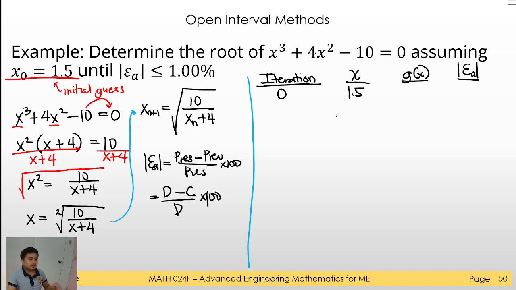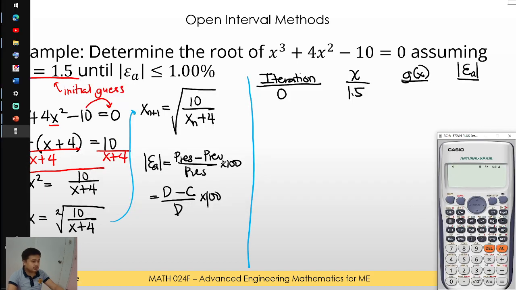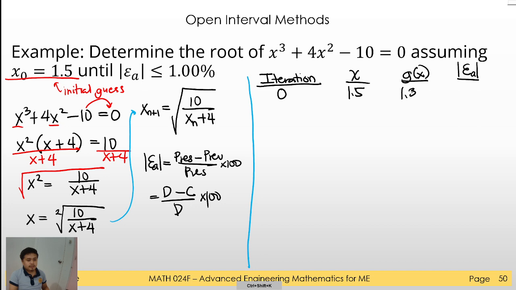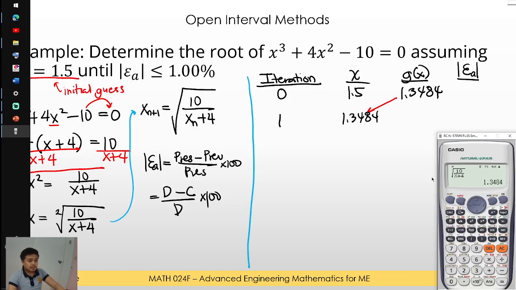Okay, so how do we do this? We have to just utilize our calculators for this. So our function here is the square root of 10 over x plus 4. So we will just input here 10 over x plus 4 inside of the square root. So we will utilize the calc function to substitute the value of 1.5. So the value of this is 1.3484. Therefore, this will be our new value of x of n plus 1, which is 1.3484. So for the first iteration, we have the first approximation, that is 1.3484.